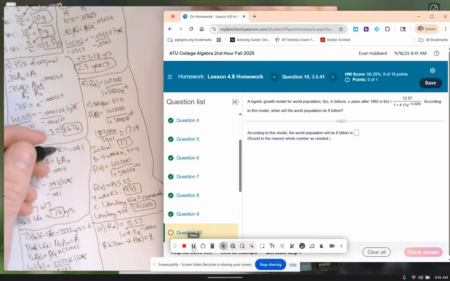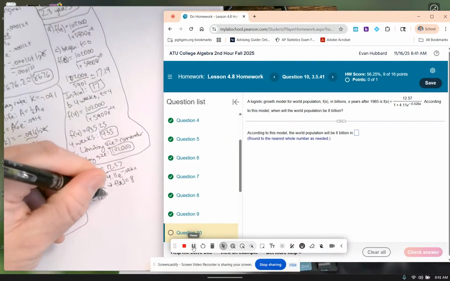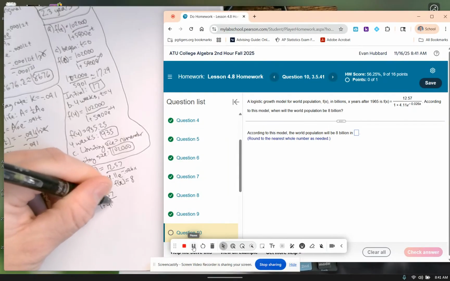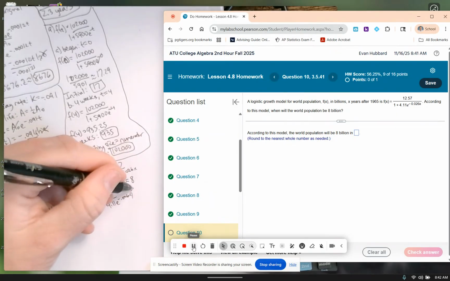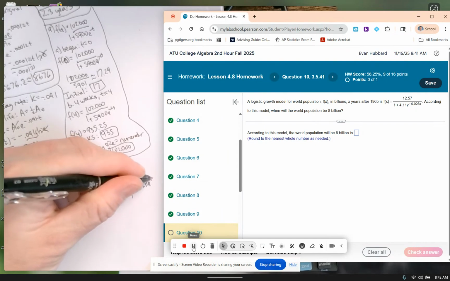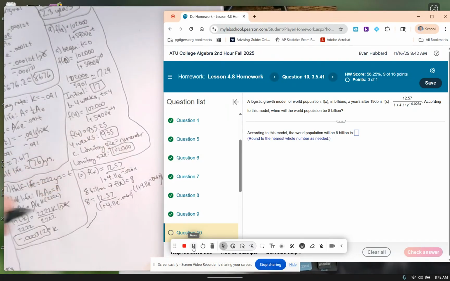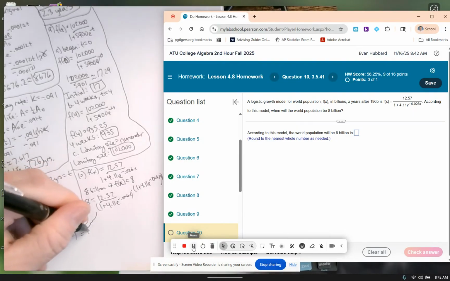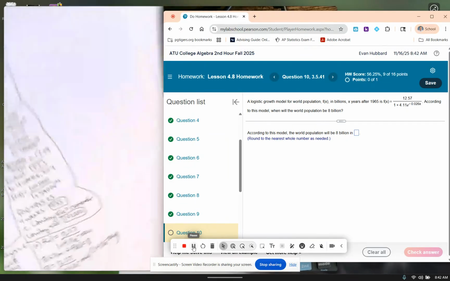Okay, I'm going to solve this. So 8 equals 12.57 divided by 1 plus 4.11 e to the negative 0.026x. We're going to multiply both sides by 1 plus 4.11 e to the negative 0.026x. I'm going to use this extra room I have. So 8 times 1 plus 4.11 e to the negative 0.026x is equal to 12.57. And then I could divide by 8.